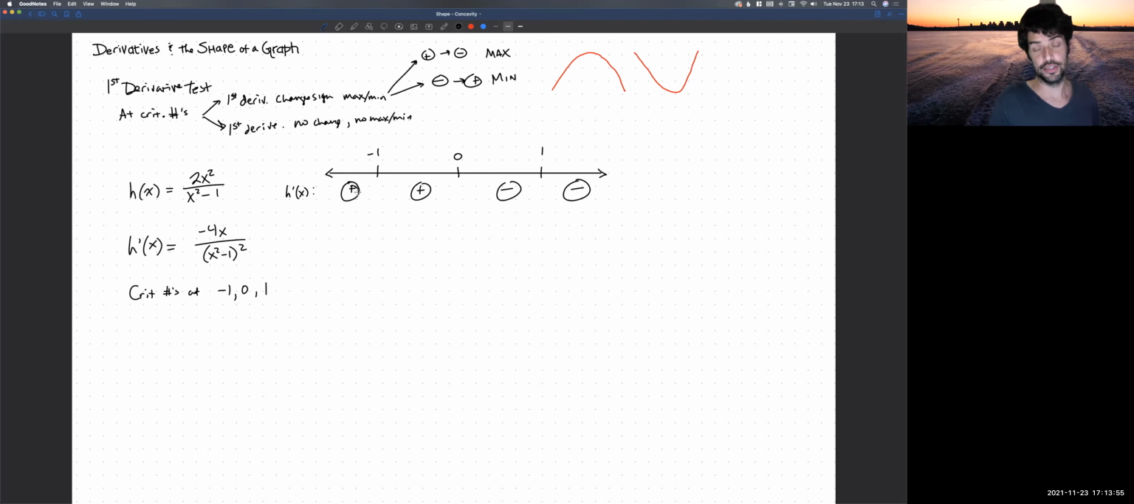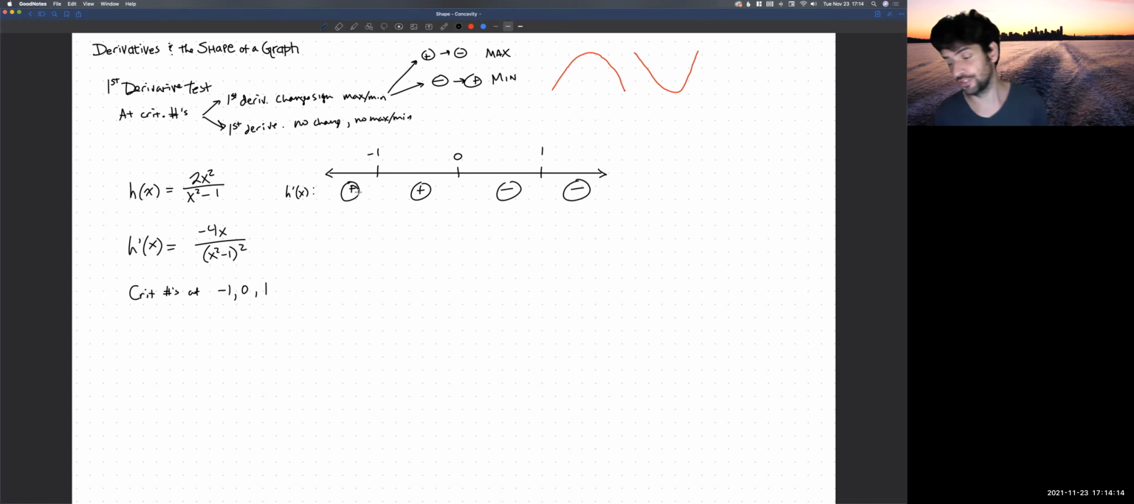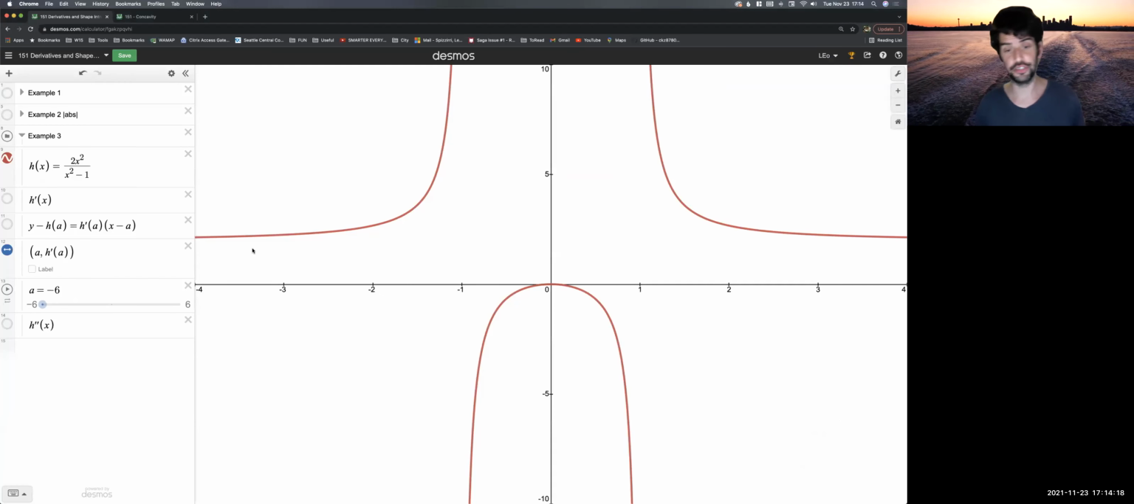Notice in the region below -1, our derivative is positive, and it's always positive. Between -1 and 0, it's positive. And then it's negative and negative in the other 2 regions. That means in each of those regions, in each of the positive regions, the function is increasing. And in each of the negative regions, the function is decreasing. So I want to look more closely at these regions of increasing and decreasing.